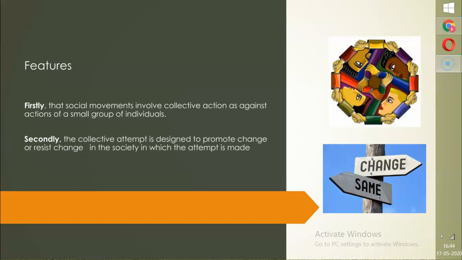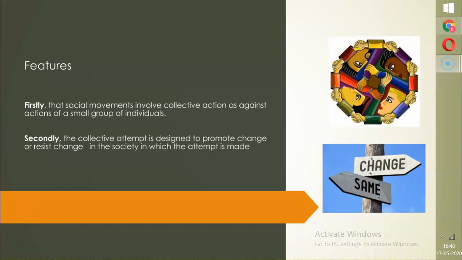And secondly, it is designed to promote change or resist change. So you may either want a change forward, or you may want to remain the same. If you want to proceed towards change, then also social movement may be required. And if you want to remain the same, then also you may need a social movement. So it can be either way. So I would like to repeat, it is not a movement by a small group of individuals first. Secondly, it can happen either way. It may want a change, or it may want to remain the same. So it may be ways to prevent change.